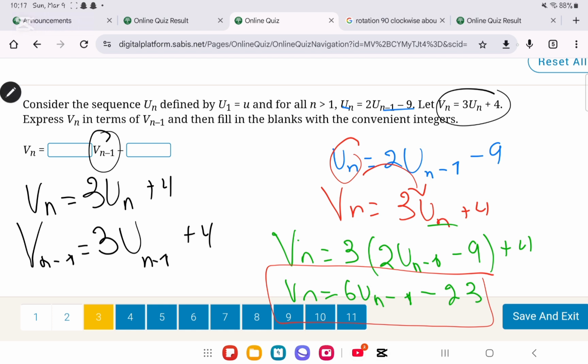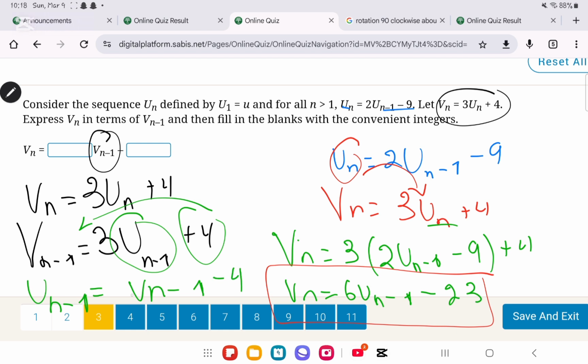Now, what we are going to do is keep Un minus 1 as the subject of the sentence. So, how do we get Un minus 1 by itself? First of all, you will move 4 to the other side. So it will become Vn minus 1 minus 4, divided by 3. So very simply, you now have the term of Un minus 1, which is Vn minus 1 minus 4 over 3. Now what are we going to do? We now have the value of Un minus 1.